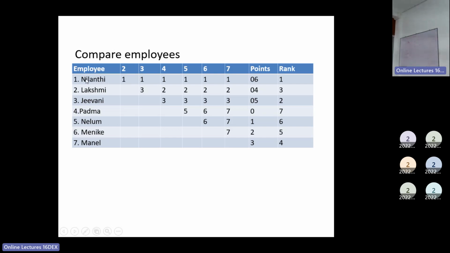Nilanthi is best. When Nilanthi is compared with Jeevani, Jeevani's label is 3. Who is the best? Still Nilanthi. So she is given the mark. When Nilanthi is compared with the fourth one, Padma, who is the best?